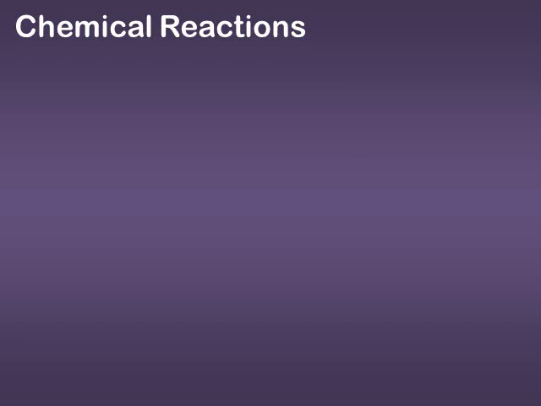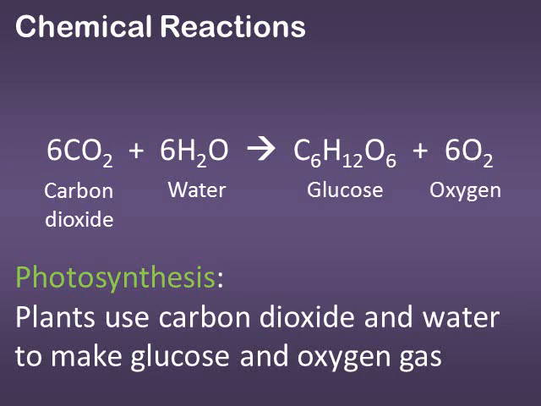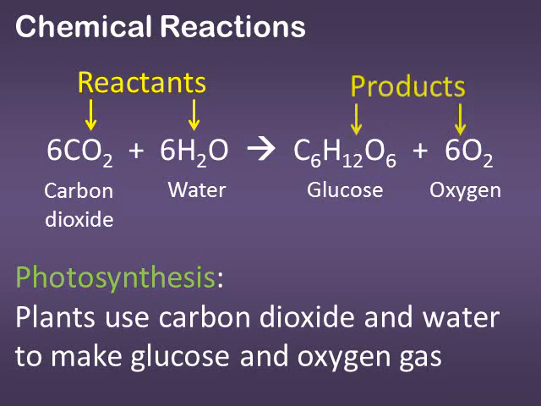Molecules often interact with each other in a way that forms reactions, and chemical reactions are often written like sentences, like you see here in photosynthesis. Photosynthesis occurs when plants use carbon dioxide and water to make glucose and oxygen gas. So the direction of the arrow indicates the direction of the reaction, and those items on the left side of the arrow are what we call the reactants, those things that are going to react with each other, and on the right side of the arrow are the products of the reaction.